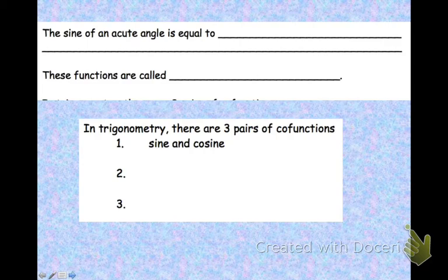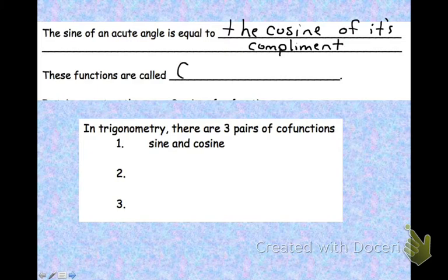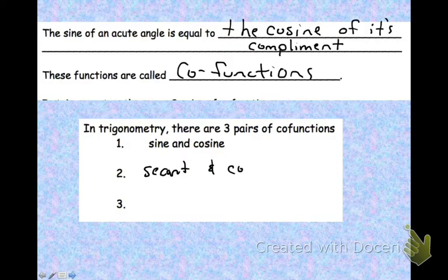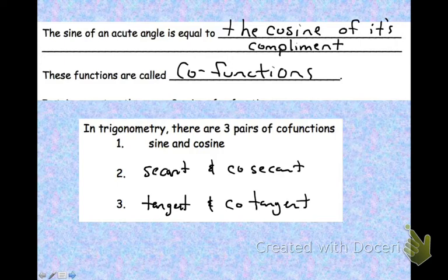So the sine of an acute angle is equal to the cosine of its complement. And these are called cofunctions. Hence the reason you have sine and cosine. The second one is secant and cosecant. Tangent and cotangent. And it's no surprise that they're called cofunctions because it has to do with the complement. So co comes from complement. Cosecant means that the secant and the complement of that angle are the same.